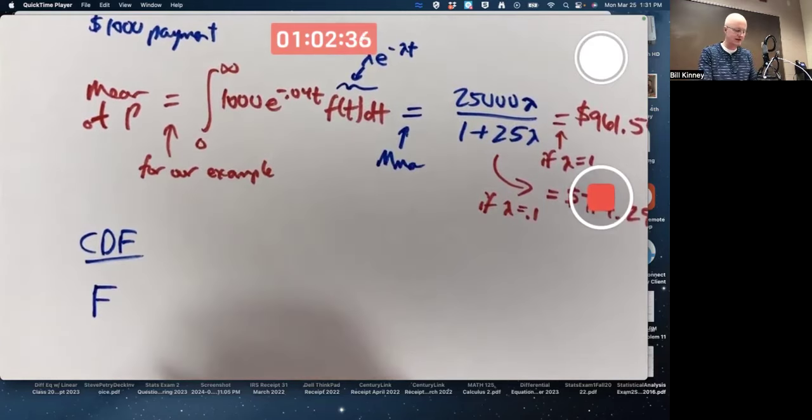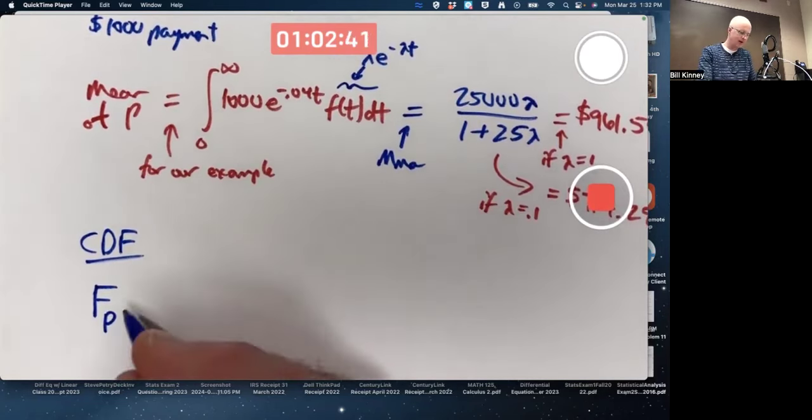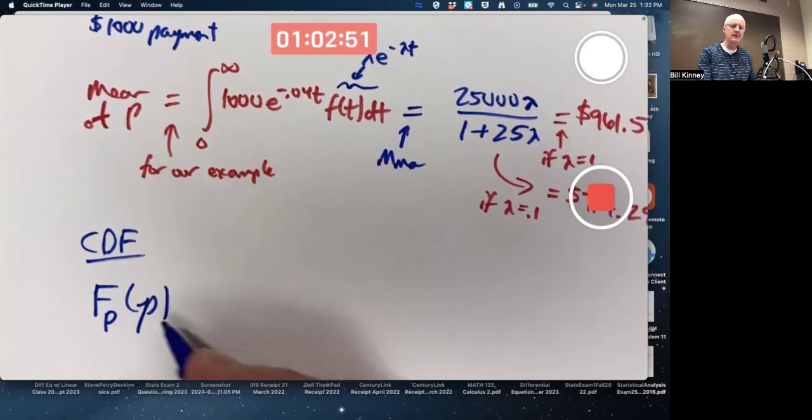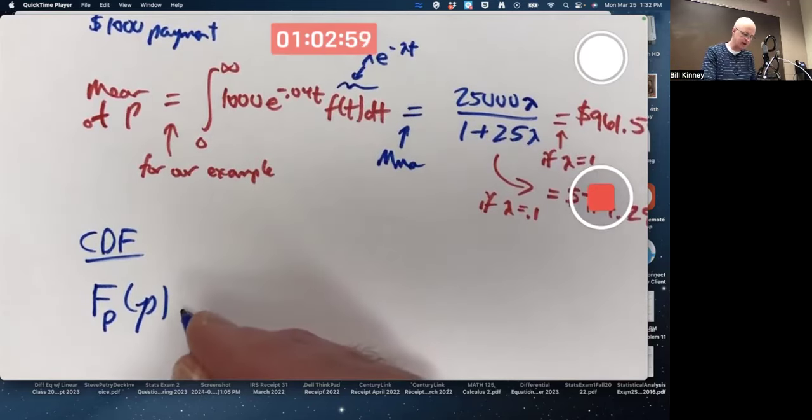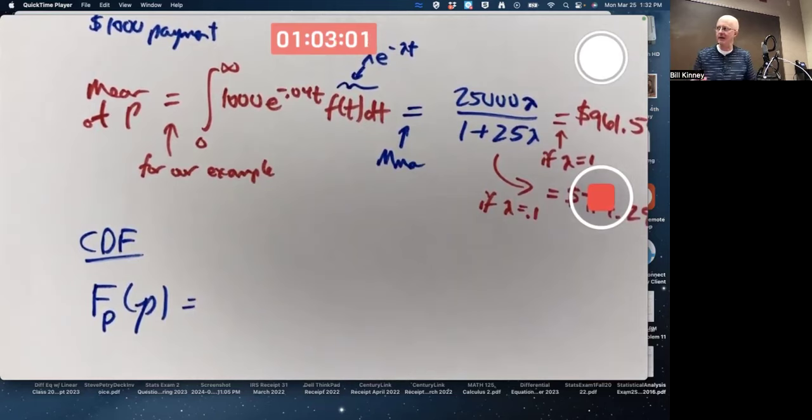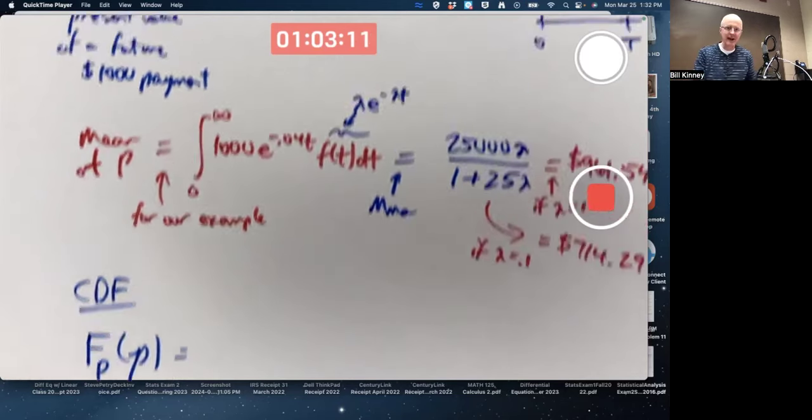Capital F sub P, to emphasize it's for P. What should I call the variable name? How about lowercase p? But lowercase p's are hard to distinguish from uppercase P's, so I'm going to use a cursive p. Capital F sub capital P of lowercase cursive p. P is the present value random variable. It's a dollar amount. Lowercase p is a possible value it could have, which, by the way, would have to be less than or equal to 1,000 because it's based on a $1,000 payment.